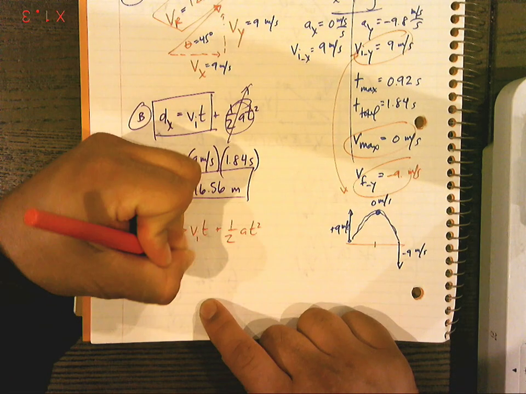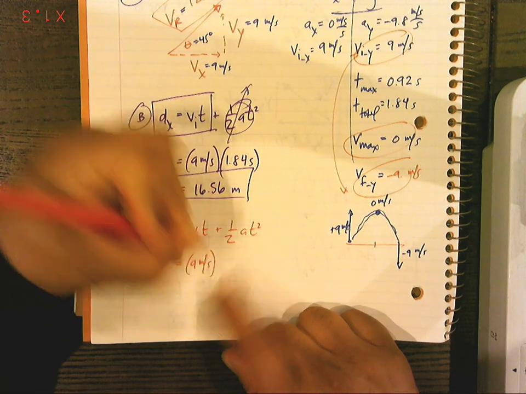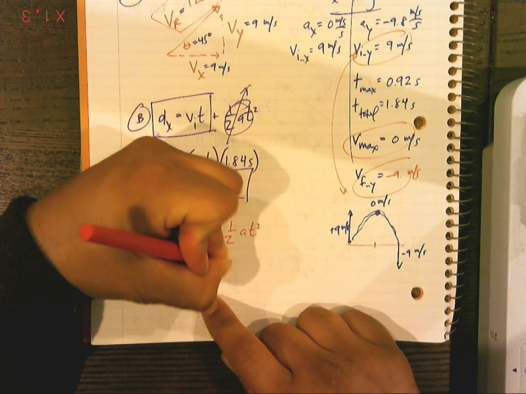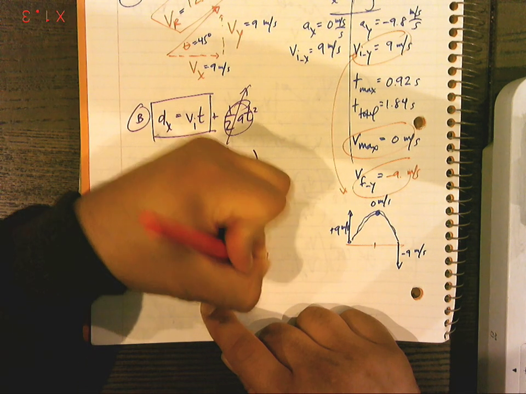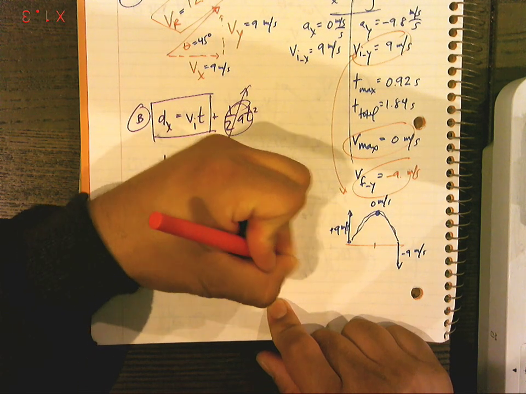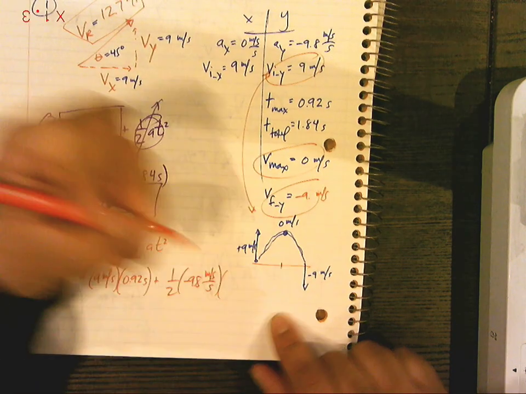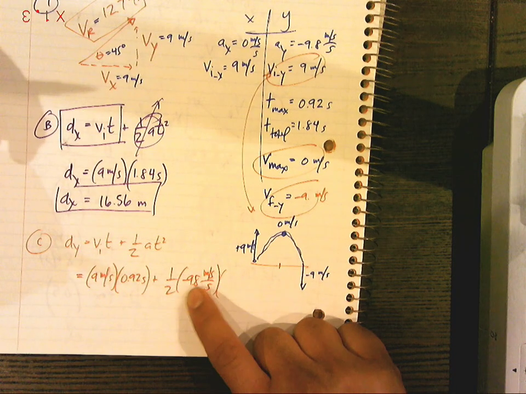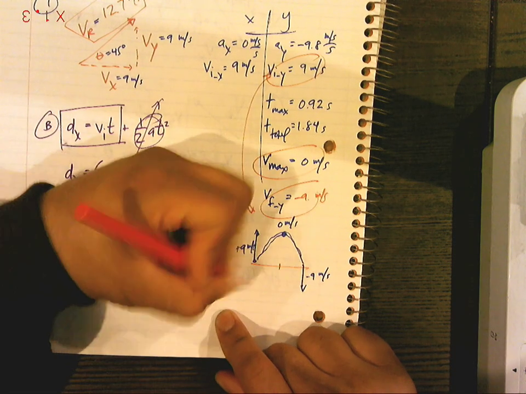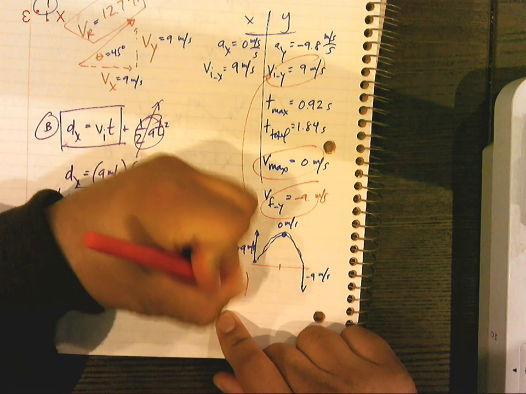So I'm going to do this: positive 9 meters per second times my half time, which is 0.92 seconds, plus 1/2 times a negative 9.8 meters per second squared. You guys better start respecting this rogue negative here. It'll ruin your life if you don't pay attention to when it needs to be negative. And now the half time is 0.92 seconds squared.